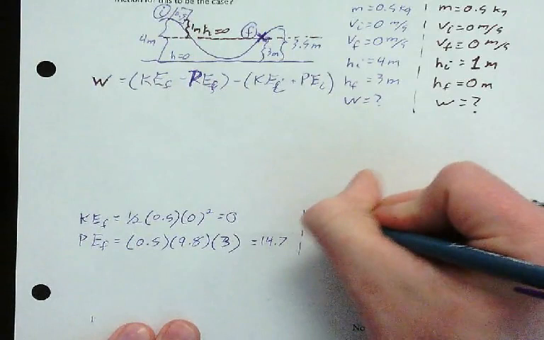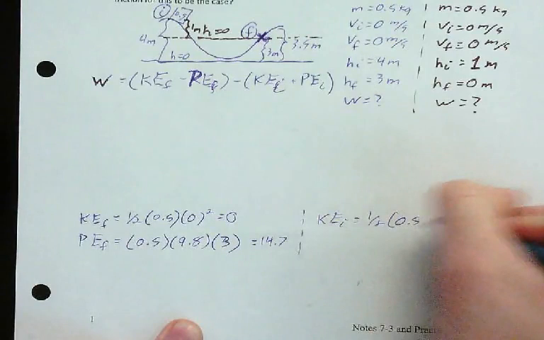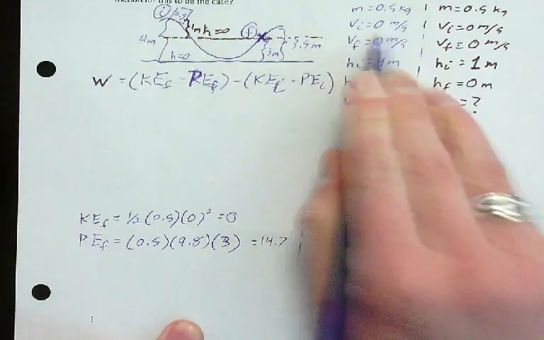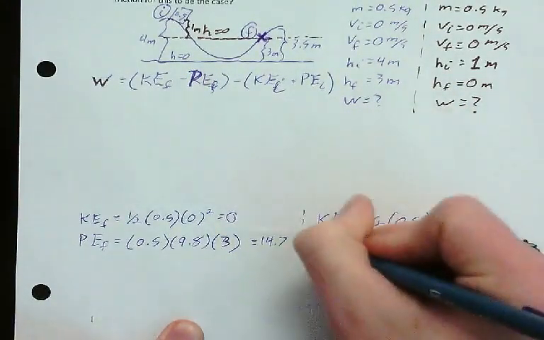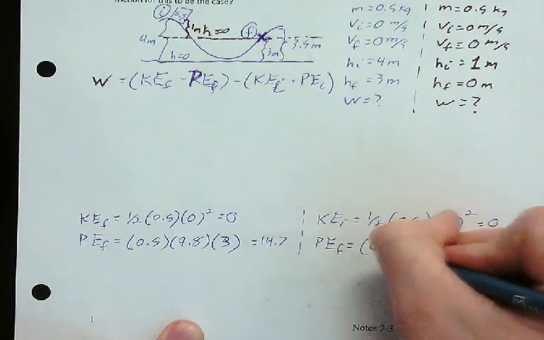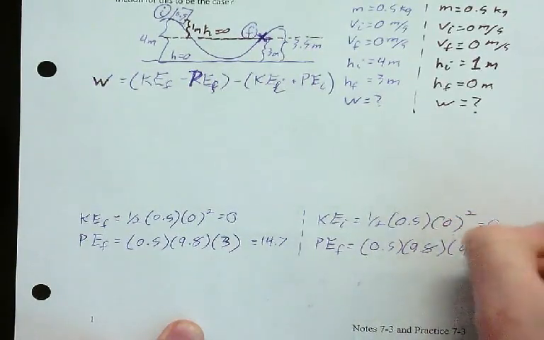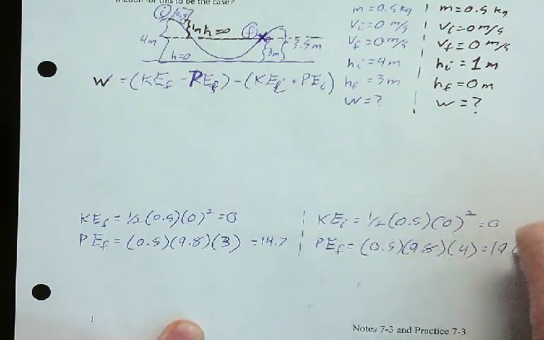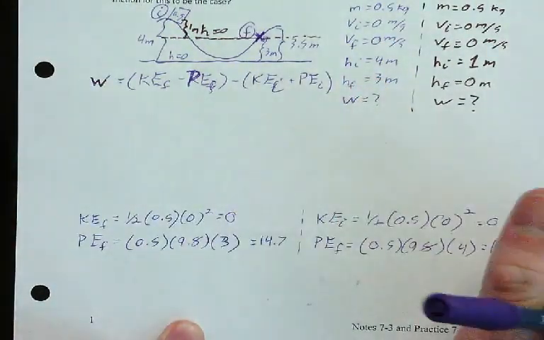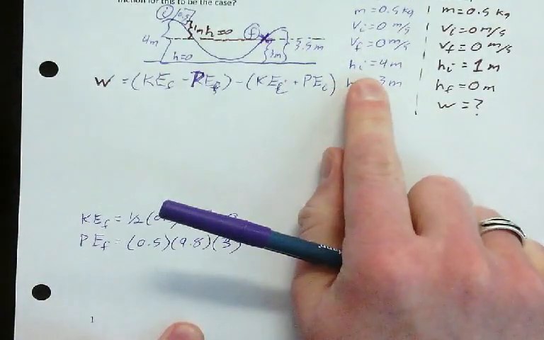Okay, now we do the initials. KE initial, 1/2 mv squared. It's the initial velocity, which is 0 also. And then PE initial would be mgh. And again, the H final is 4. Or, sorry, this is the initial over here. The H initial is 4.